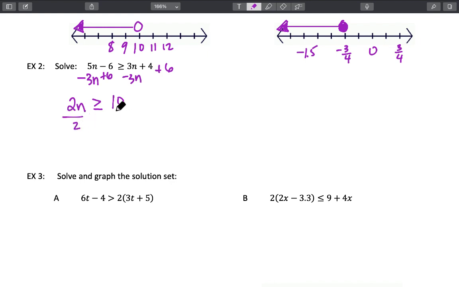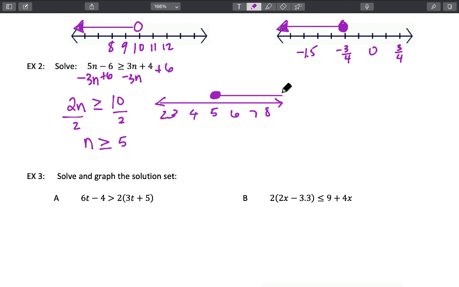Dividing both sides by 2 now to get n by itself, I'm left with n is greater than or equal to 5. And again, keep in mind, we're dividing by a positive number, so we don't change the direction of the inequality. All right, we'll graph our solution set here. We'll throw 5 down here in the middle, 6, 7, 8, 4, 3, 2, and we're going to have a closed circle here at +5, and everything shaded to the right, indicating you want values that are greater than 5.